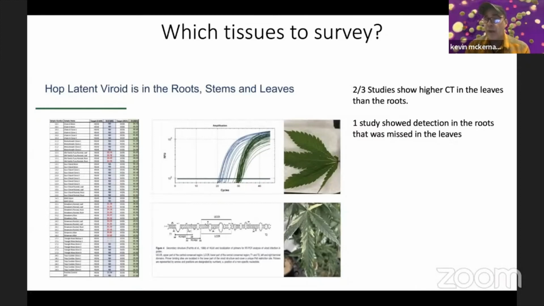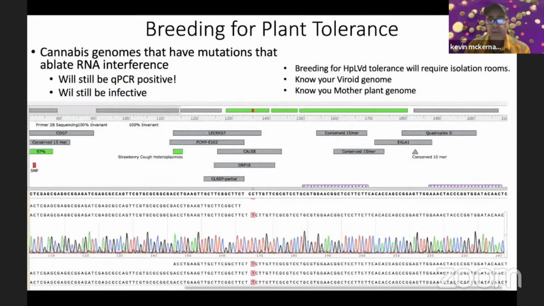You can't really track whether you are breeding plants that are in fact getting better from this or being more tolerant of this. So I very much encourage people to keep an eye on these CT scores. They're going to be very helpful, just as they were in the coronavirus pandemic. So what do we do to breed for these things?